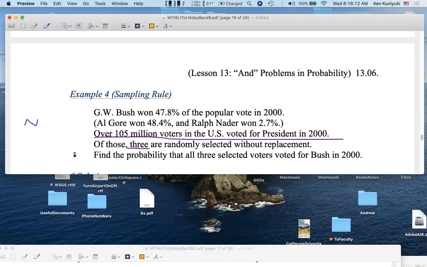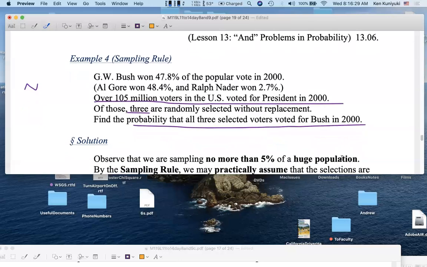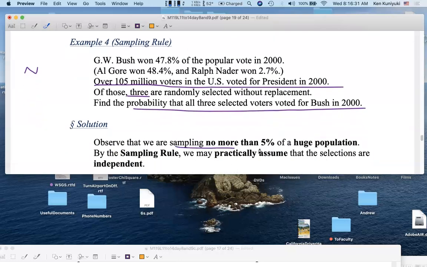Now, there's no point in doing countdowns. I mean, these percents are rounded off anyway, so there's no point in doing the whole countdown nonsense. We don't have to worry about the 105 million. That's a lot of voters. Okay, find the probability all 3 voted for Bush. So again, we're sampling no more than 5% of a huge population. We're going to apply the sampling rule, and we're going to practically assume that the selections are independent, even though they're technically not.